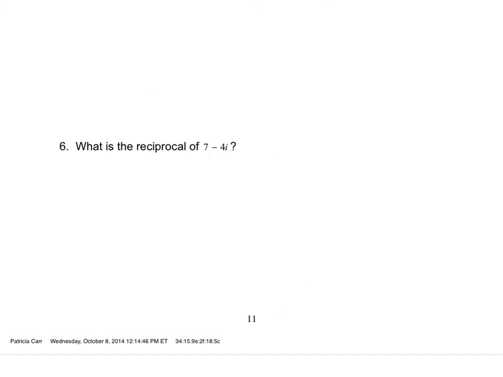What is the reciprocal of 7 minus 4i? Well, the reciprocal of 7 minus 4i is 1 over 7 minus 4i. So we're going to multiply top and bottom by the conjugate, 7 plus 4i.